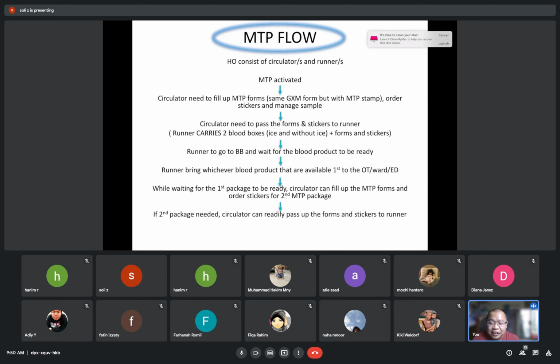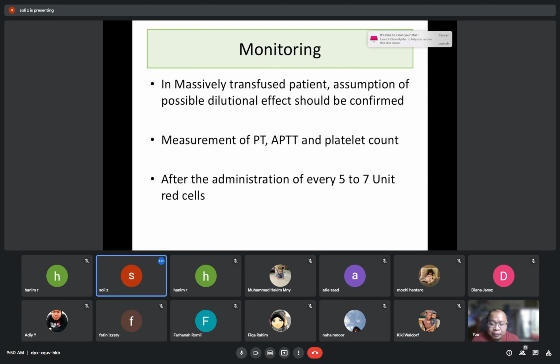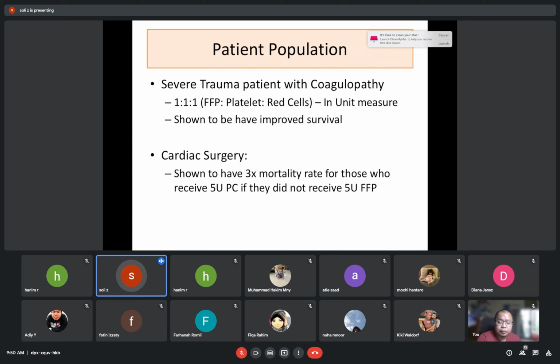Okay. Carry on. Alright. So in patients that receive massive transfusion, we expect additional effects. So after we transfuse those blood products, we need to measure the prothrombin time, activated prothrombin time, and platelet, after administration of every 5 to 7 units of red cells. So why do we start MTP?